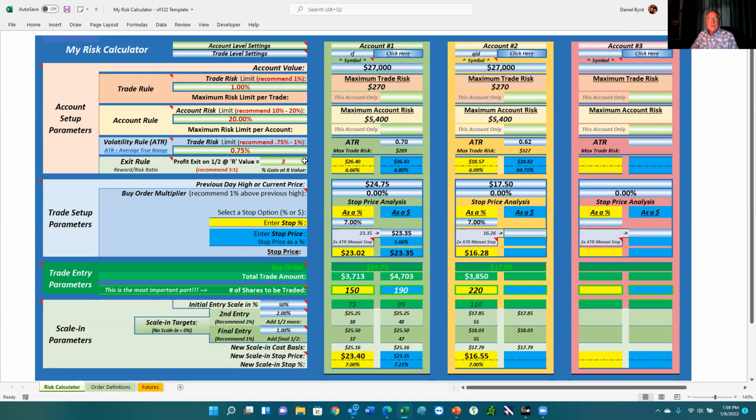And using the 2X ATR for a manual stop, it now says 1626. Just out of curiosity, I don't always use this, but I just like to see what the percentage is. Look at that. It's almost exactly the same. And you can see down here, it only changed our number of shares slightly. Which one do you like in this one? I like the risk more. The risk is pretty much the same.